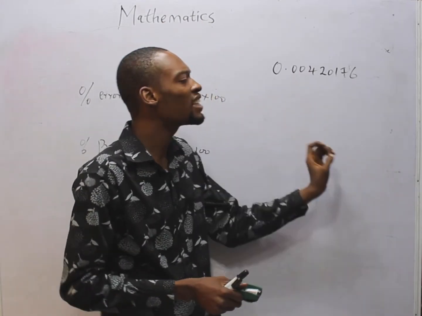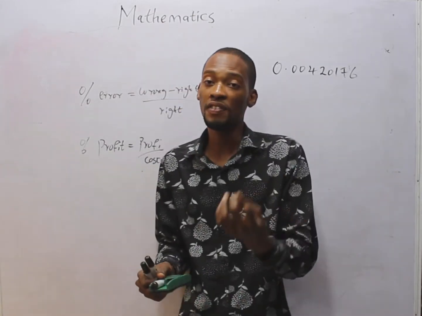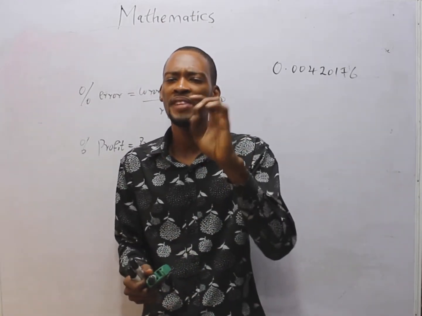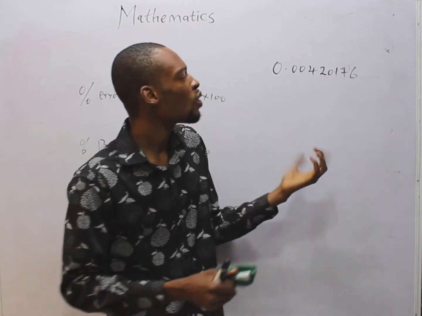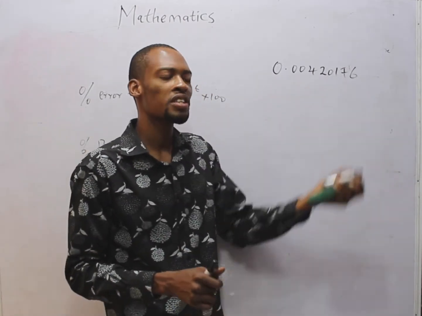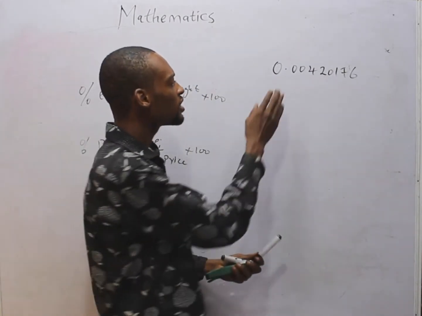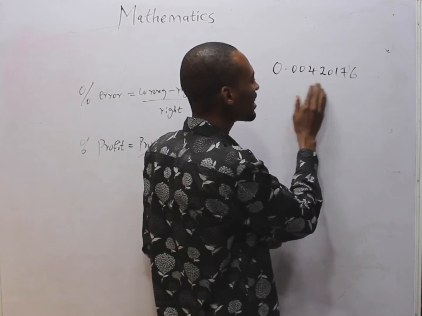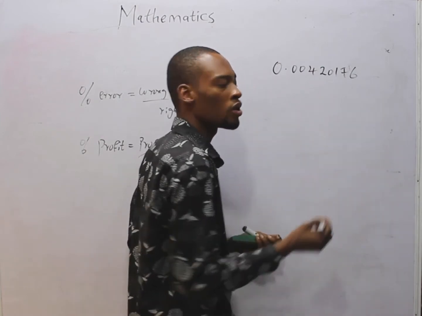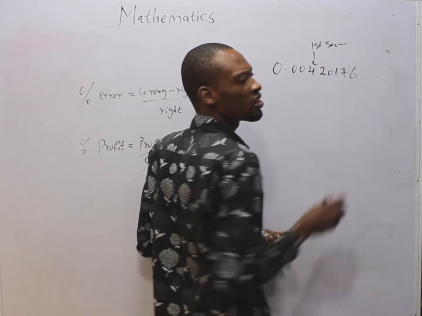So this is a very important stuff because significant figures is different from decimal places. What is significant figure? When you are giving numbers, the first number that is not 0 is the first significant figure. So in this case, what is the first number that is not 0? It is 4. So 4 here is the first significant figure.